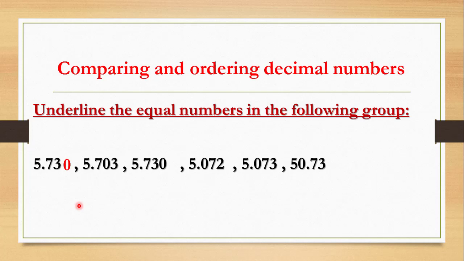Now, can you see the equal numbers? Look at the numbers here. Can you see the equal numbers? Yes, the first number here is exactly the third one. Okay, 5.73 is the same as 5.730. Okay, so now we have 2 equal numbers.